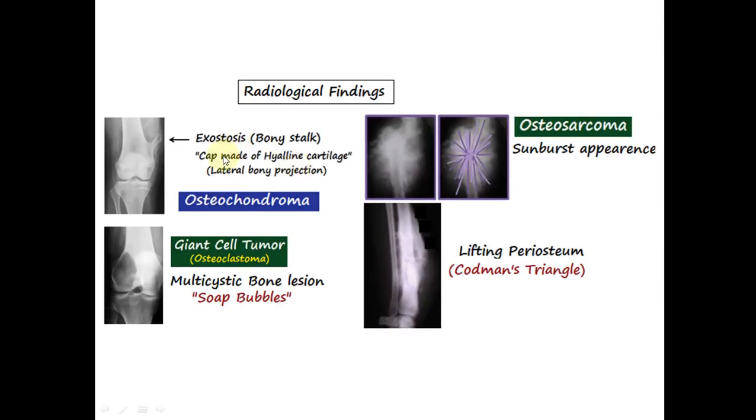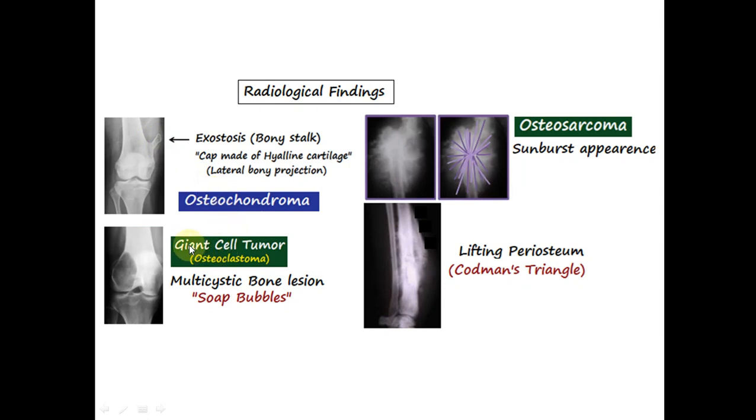For example, in benign tumors, there is the formation of an outgrowth, the osteochondroma, which is a benign tumor and which results from mutation in the extostosis 1 and extostosis 2 genes, and there is the formation of a bony stalk known as the exostosis. And this bony stalk has a bony cape which is made of hyaline cartilage.